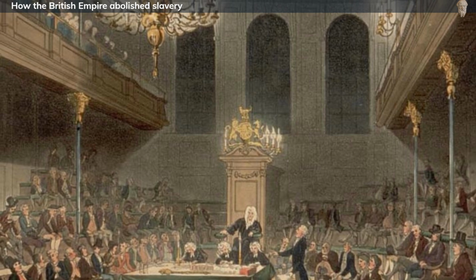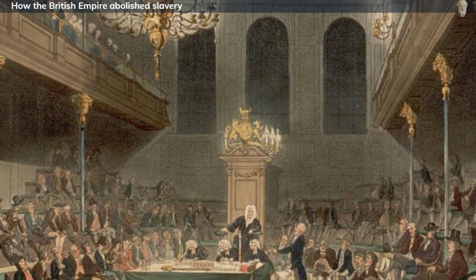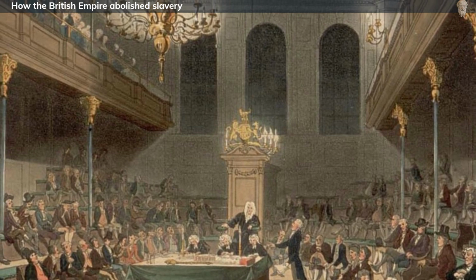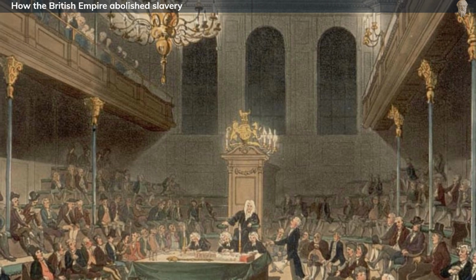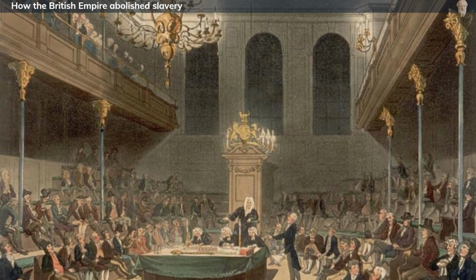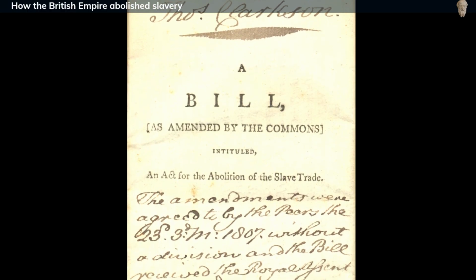He first introduced a bill to abolish the slave trade in 1789, but it was not until 1807 that the Slave Trade Act was passed, making the slave trade illegal throughout the British Empire. This did not, however, free those who were already enslaved.